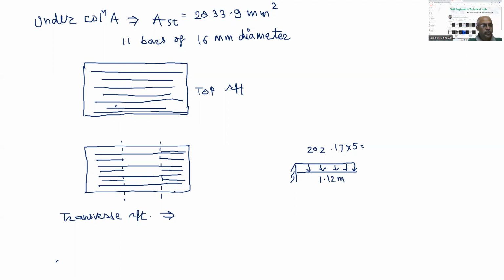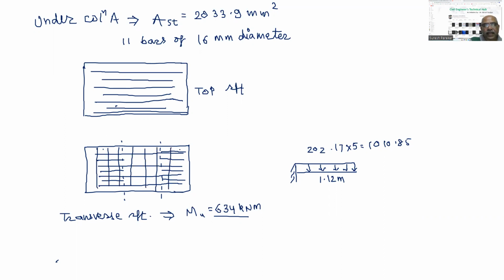And then 202.17 multiplied by 5 comes to 1010.85. And then WL square by 2, so we get Mu equal to that into 1.12 square by 2, it comes to 634 kilonewton meter. And then you have to find AST for this, and that AST you have to provide throughout. Now I will not go for these calculations, just check it, and this will be my transverse reinforcement.